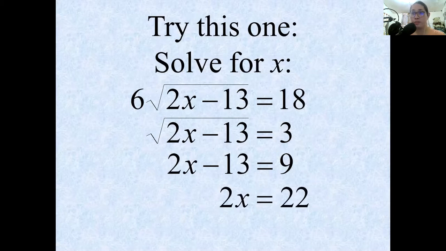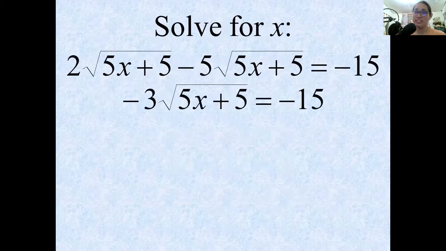Then again, isolate x. There's still 2 as its coefficient. It must be 1, so divide both sides of the equation by 2. So 2x divided by 2 is x, and 22 divided by 2 is 11. Therefore, x is equal to 11.